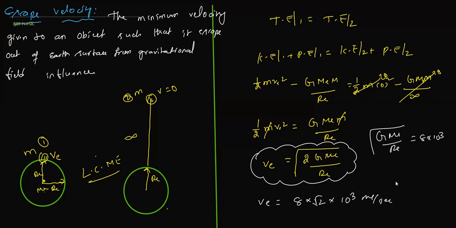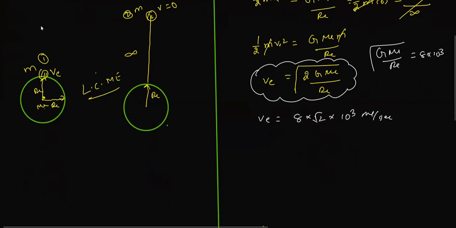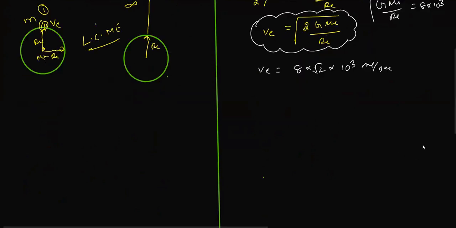But for board exams, if you stop here, they won't give you marks. You have to extend a little more. So VE equal to under root 2 GME by RE. Na? So we know that small g equal to what we know here?